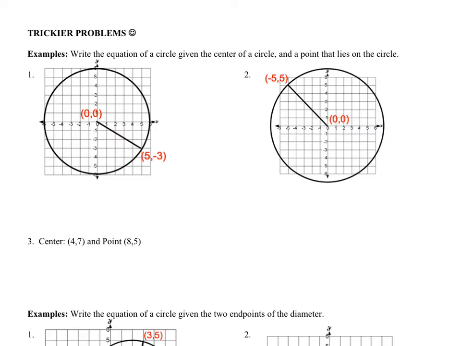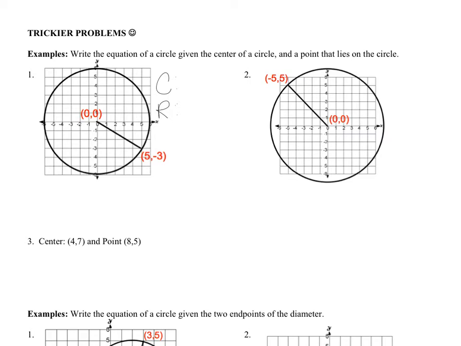Let's look at these ones. These ones we call a little bit more trickier. It says, write the equation of a circle given the center of a circle and a point that lies on my circle. So in order to write an equation of a circle, what two pieces of information do I need to know? I need to know the center, I need to know the radius.